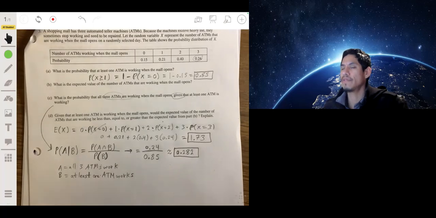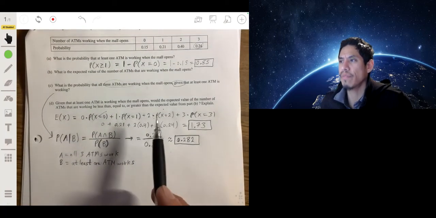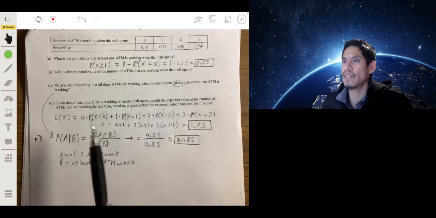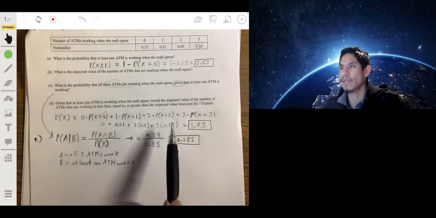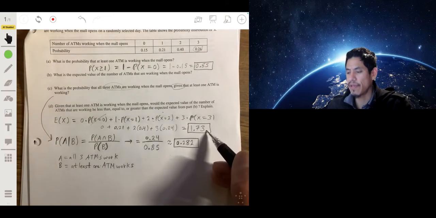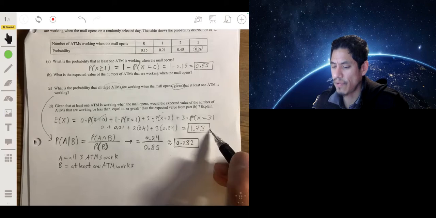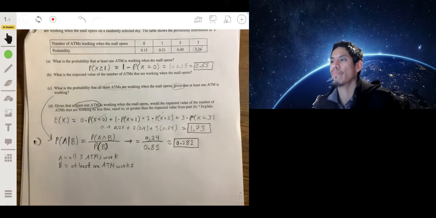All right, part D. Given that at least one ATM is working when the mall opens, would the expected value of the number of ATMs that are working be less than or equal to or greater than the expected value from part B? So would the expected value be greater than 1.73 if we're given that at least one ATM is working?